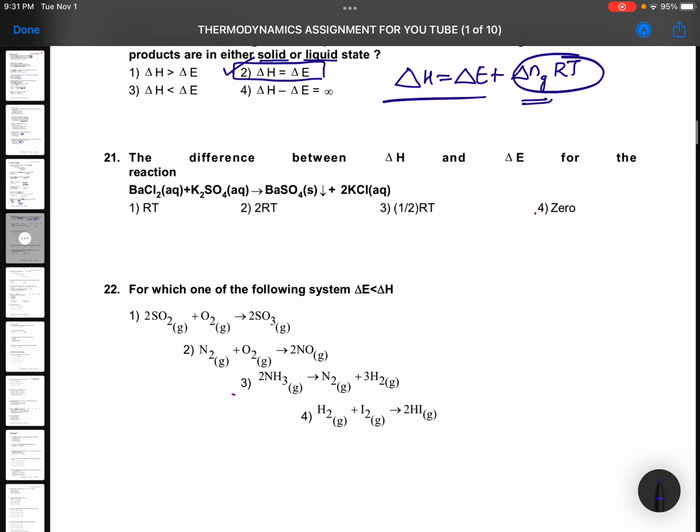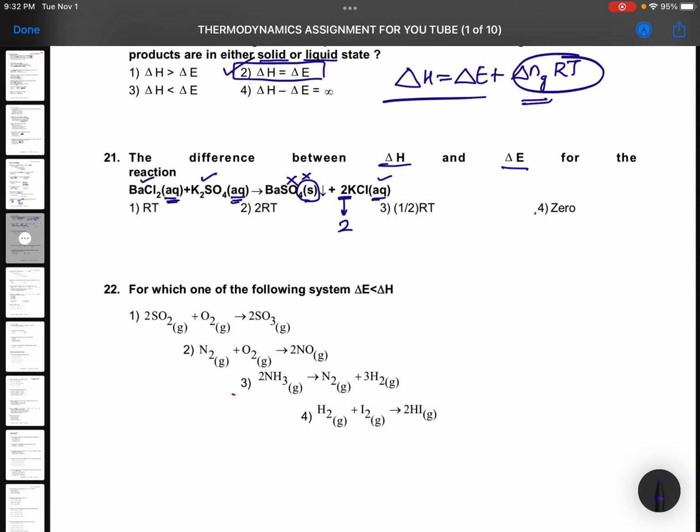When no gases are there, delta H is equal to delta E because this term has no significance. The difference between delta H and delta E for the reaction: see here, BaCl2 aqueous solution, K2SO4 aqueous solution. This is solid, you don't consider this, leave it. KCl aqueous solution. All of these are in aqueous solution, so there is no need to consider them. How many moles of aqueous solution are there? 2 moles, and this is 1 mole, this is 1 mole. So the difference in the aqueous solution moles is 0.